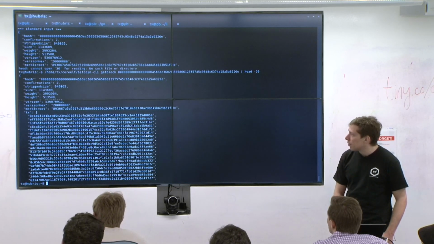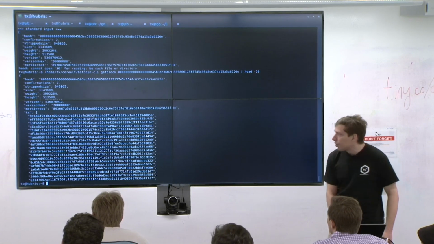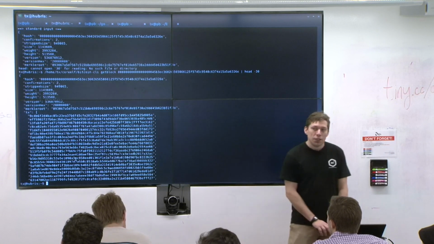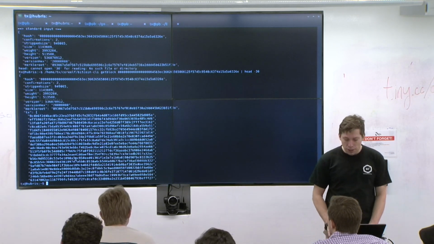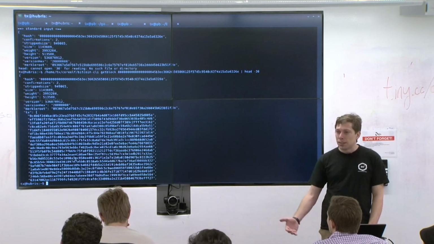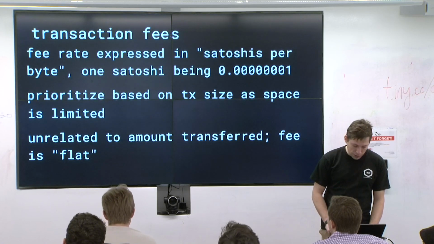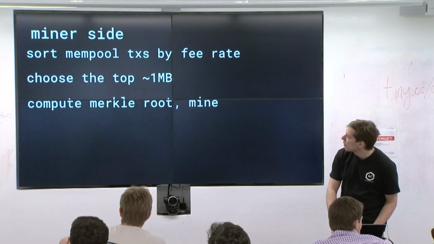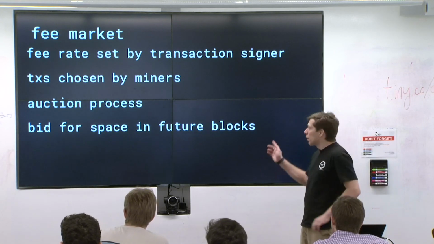Here's the size, weight, height, version, Merkle root. All these transactions that get included are produced by the miner. So the miner aggregates the transactions themselves and then decides to mine. I think I talked about that in the next slide. Yeah, okay, I'll talk about that in the next slide.